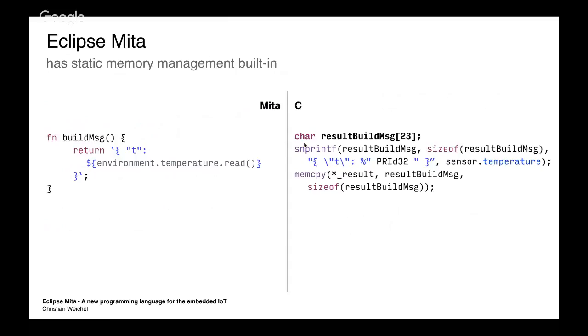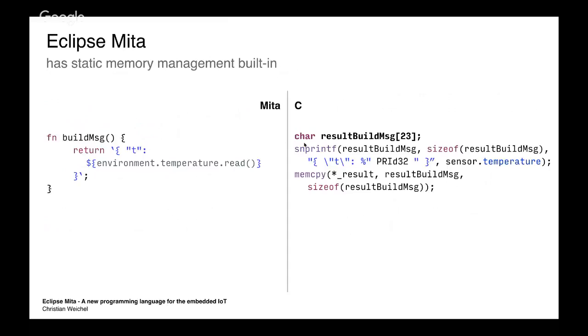Then we have static memory management built in. As an example, here we're doing some string interpolation, also a feature of Mita. It uses the TypeScript syntax for that. And as you can see on the right side, we are allocating enough space for that string to fit in there, including the temperature value that gets interpolated in. We can do that because we know how wide an int32 value can be as a string. So this is basically a worst case analysis that happens here.